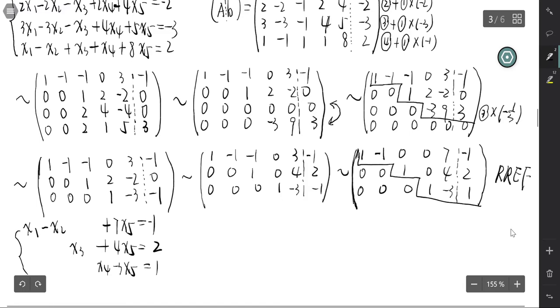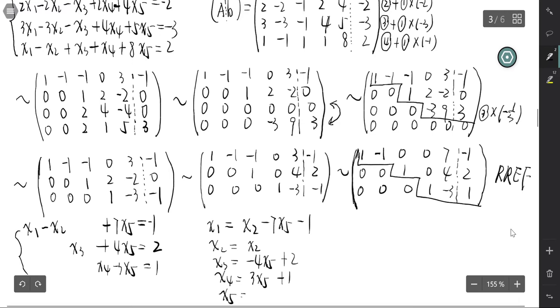That's the corresponding linear system. And we write the basic variables as an expression of free variables. So x1 is x2 minus 7 x5 minus 1. x2 is itself. x3 is -4 x5 plus 2. x4 is 3 x5 plus 1, and x5 is itself.